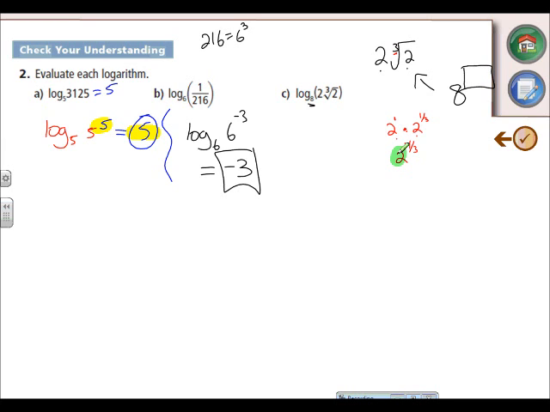We now have to turn this 2 into an 8. But I kind of know something about 2's and 8's. They are related. I know that the cube root of 8 is 2.